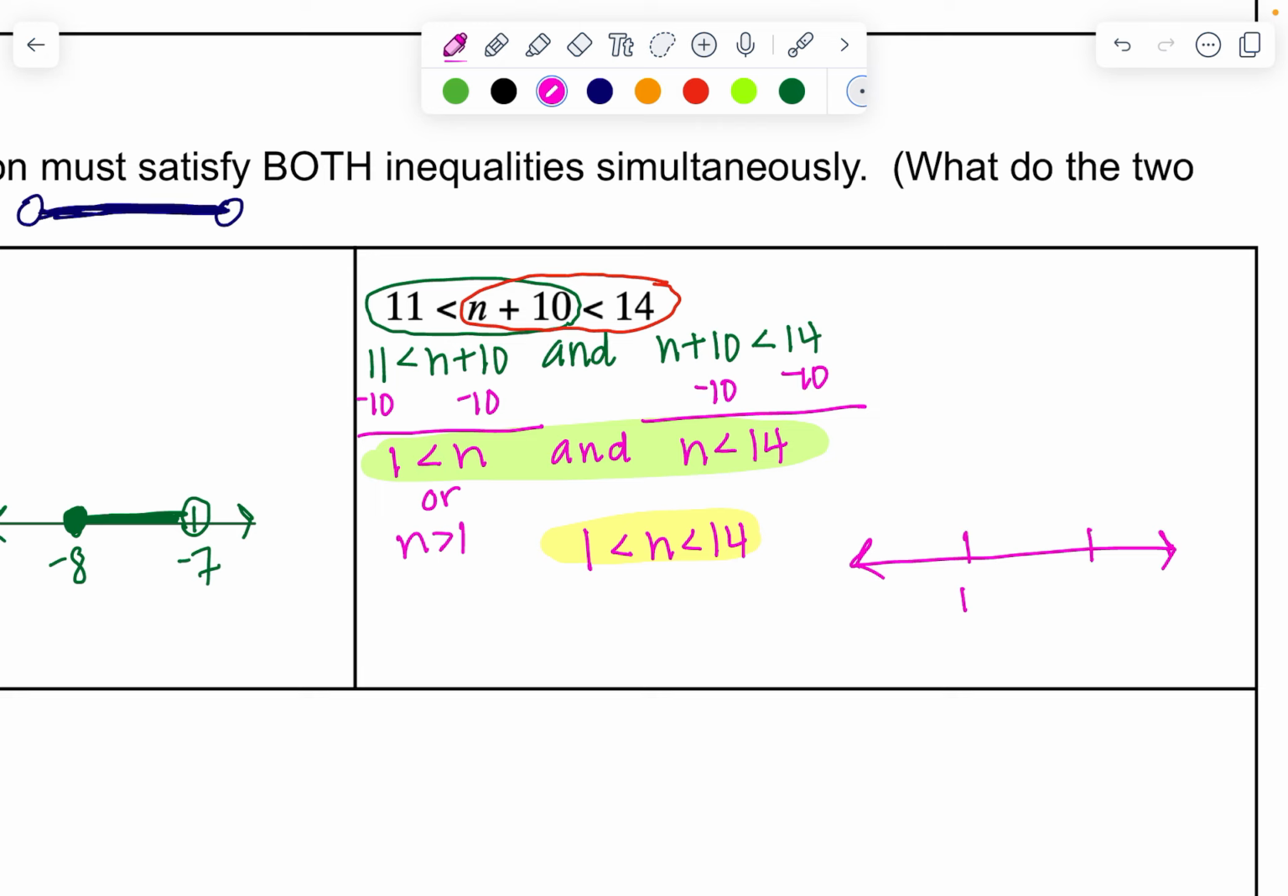So we have 1 and we have 14. Both of them are open circles. And our final answer is everything in between those two numbers.